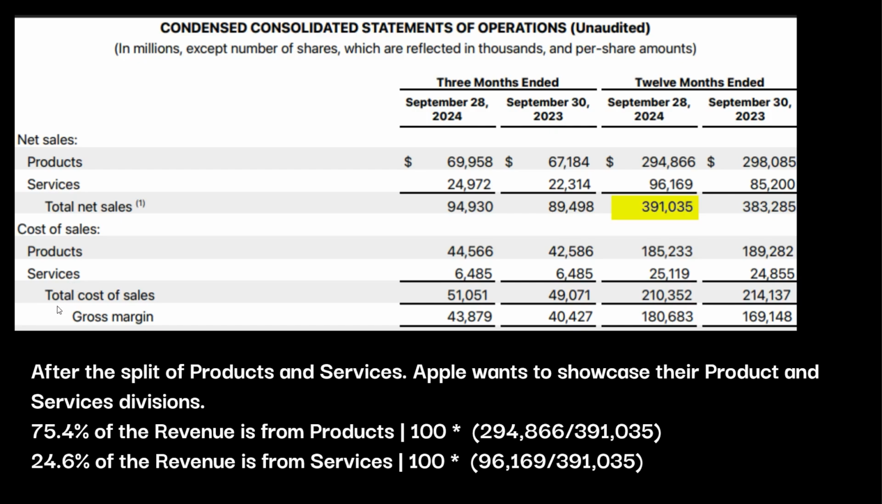And let's do some quick math on that side of things, right? We can take 294,866, we divide it by 391,035, and we find 75.4% of the revenue is from products. So you could technically take 100% minus that, or you could just do 96,169 divided by 391,035, and you find about 25% of the revenue is from services, 24.6% to be exact.